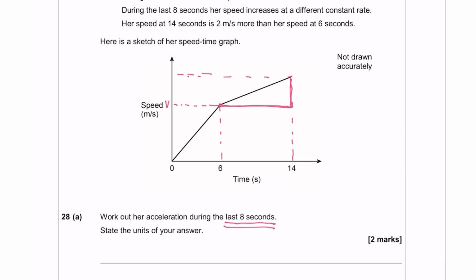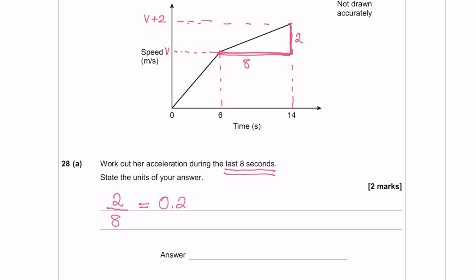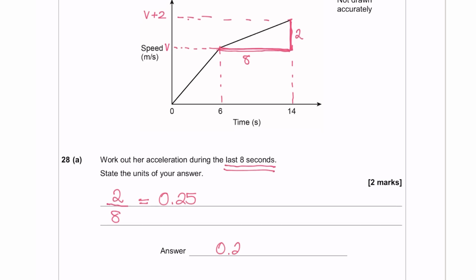So I'm just going to call this v plus 2. But that's okay for the gradient, because we know the difference here is 2. And then we've got our change in x, which we've been told is 8 seconds anyway. So remember, the gradient is our change in y divided by our change in x. So that's going to give us 0.25. And it's acceleration, so it's meters per second squared.